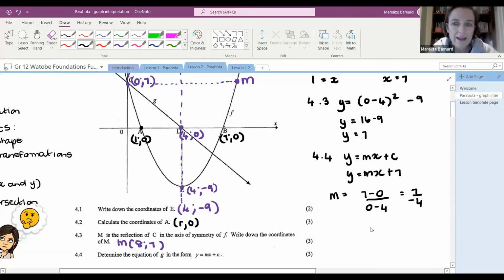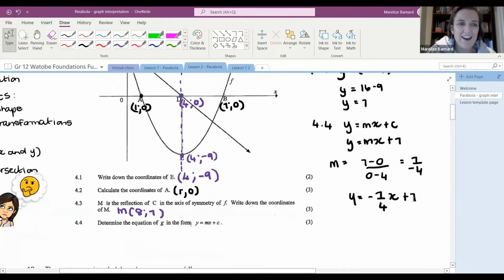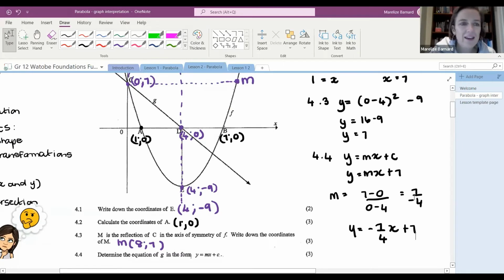Those are little checks that you must be able to do. Check that what you're working out makes sense with what is presented in the picture. If it is sloping in the negative direction, your gradient should be negative. Well done, everyone. That is indeed our equation, minus 7 over 4x plus 7. Great stuff. Okay, let's see, how's everyone doing?